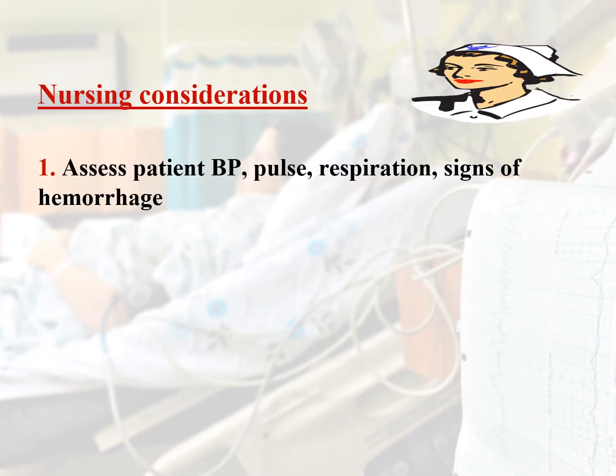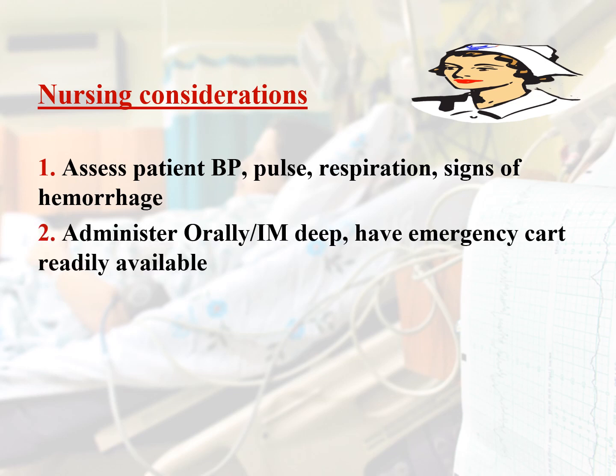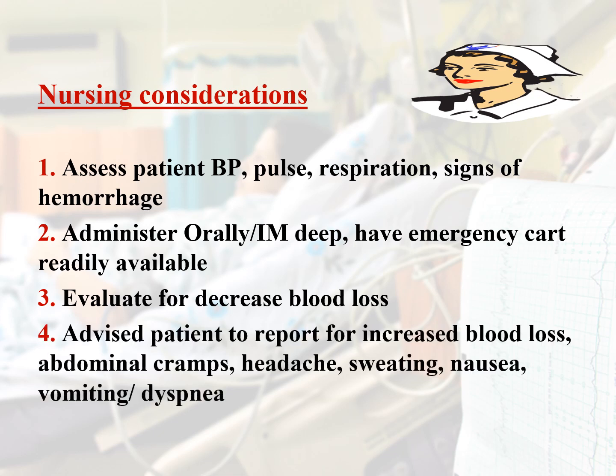Nursing care includes to assess the patient's BP, pulse, respiration, signs of hemorrhage. Administer orally or intramuscularly deep, have emergency cart readily available. Evaluate for decreased blood loss. Advise the patient to report for increased blood loss, abdominal cramps, headache, sweating, nausea, vomiting, and dyspnea.